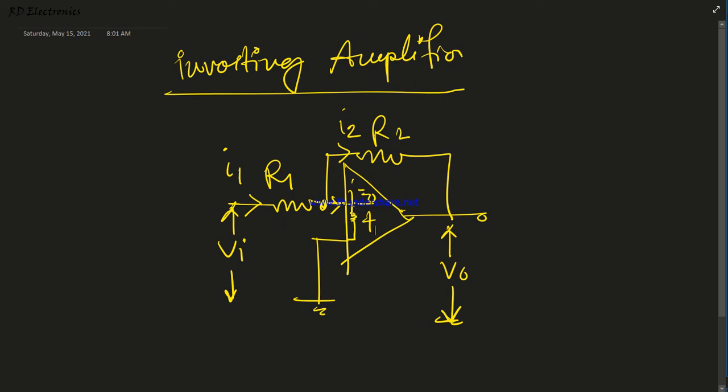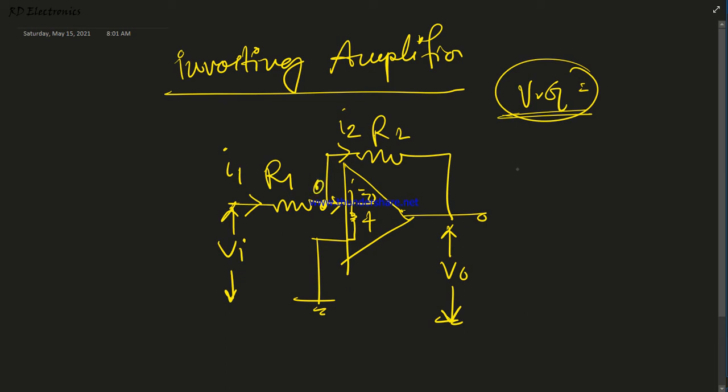And due to the virtual ground concept, what is a virtual ground? Virtual ground means the ground where the current is equal to 0 and the voltage is equal to 0. That is, both voltage and current are equal to 0. But in a practical ground, the voltage is equal to 0 but the current is infinity. Okay, it should be remembered. It's a very conceptual point in the operational amplifier. So according to virtual ground, there is no current flow. That means here the voltage is equal to 0.